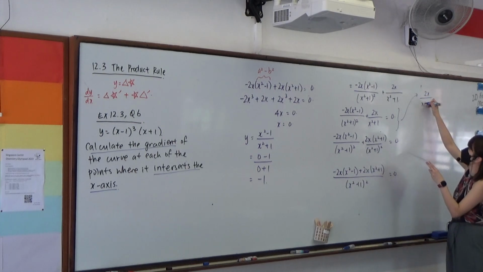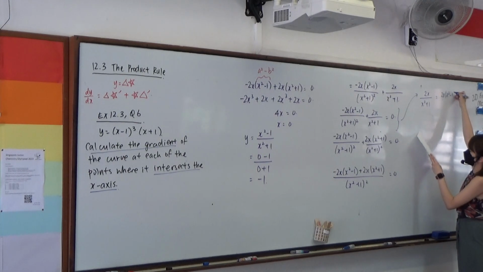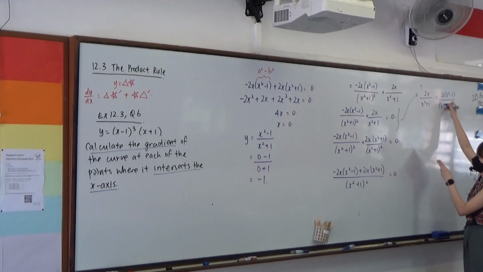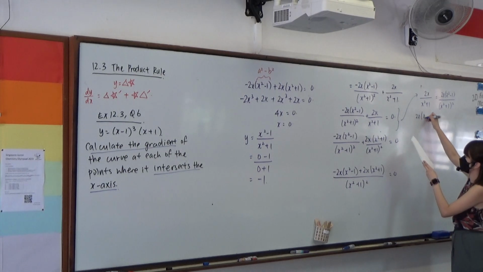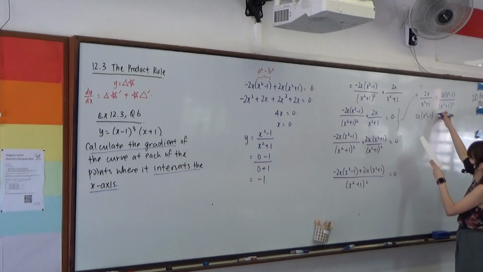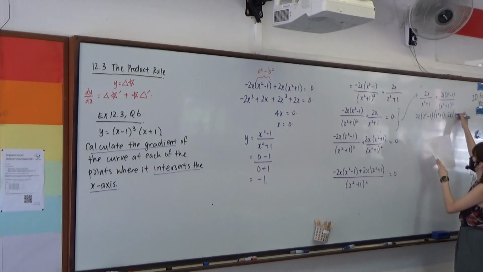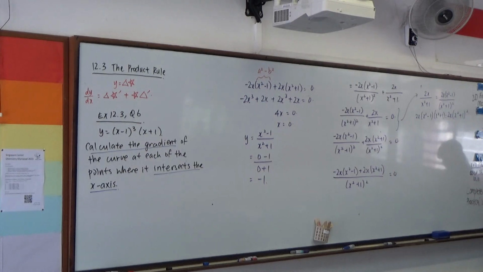2x over x squared plus 1 equals 2x squared minus 1 over x squared plus 1 squared. Then 2x squared minus 1 over x squared plus 1 equals 2x squared plus 1 squared. Okay.